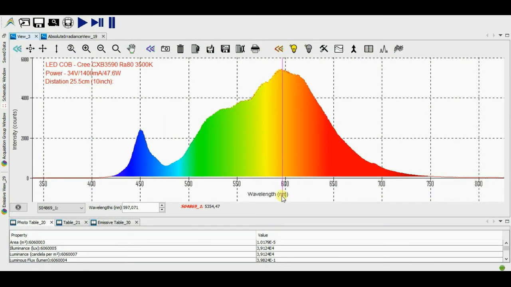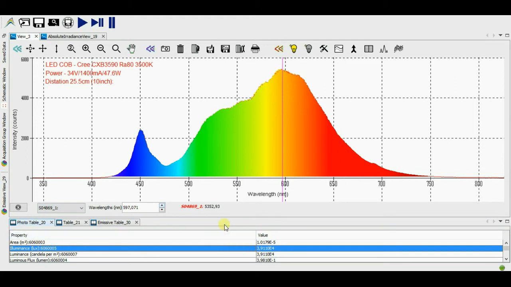Let's get down to measurements. The first example is Cree CXB3590, reproduction index 80 units, luminescence temperature equals to 3500 Kelvin. Voltage drop on the array is 34 volts, current is 1.4 amperes, consumed power is 47.6 watts. Measurement distance is 25.5 cm or 10 inches. Luxes, these values I provide for general data. These measurement units don't fit for horticulture lighting because they're bound to the human eye with the pinnacle at 555 nanometers. Illumination equals to 39,000 lux.